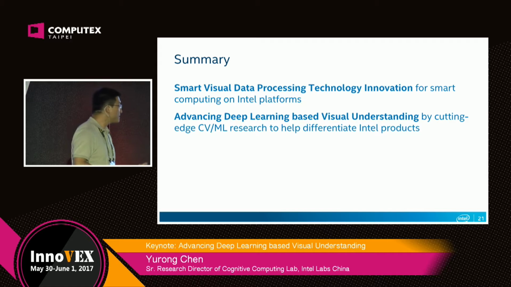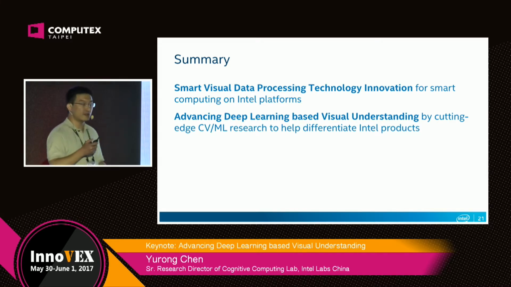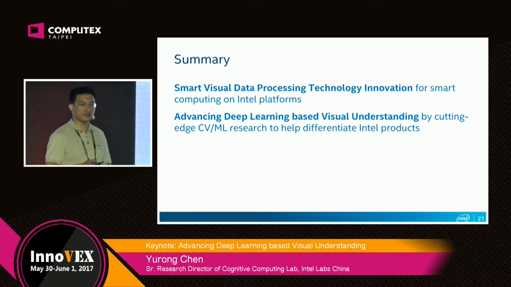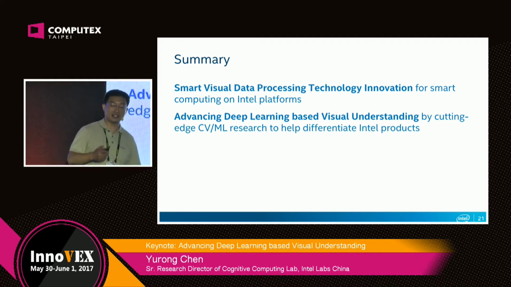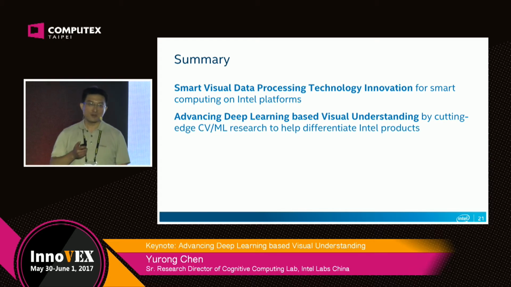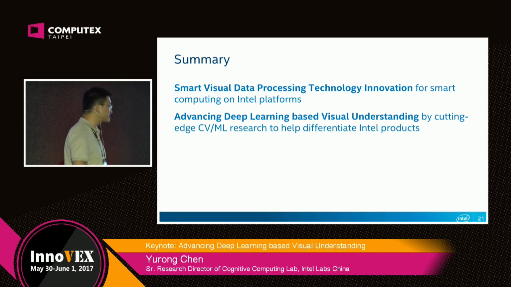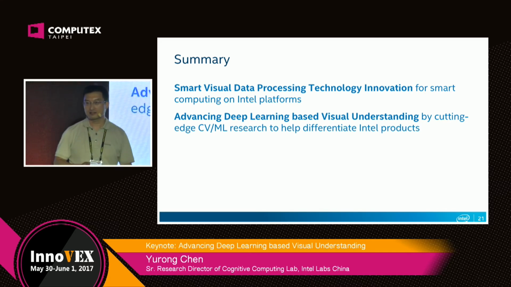So, in summary, we are addressing the video data processing and video data exploring problem by research innovation in smart video data processing on Intel platforms. And we're conducting cutting-edge computer vision and machine learning research to advance deep learning-based video understanding to help differentiate Intel products. And that's all.